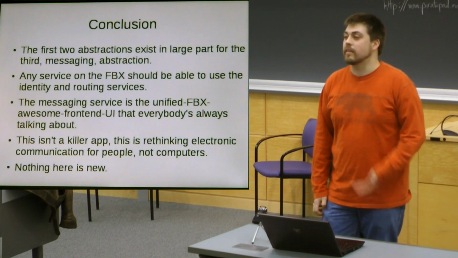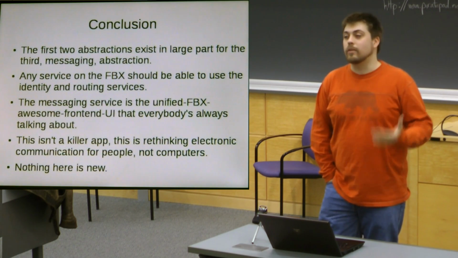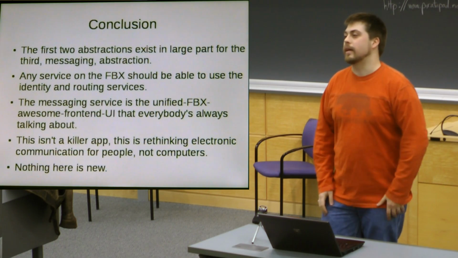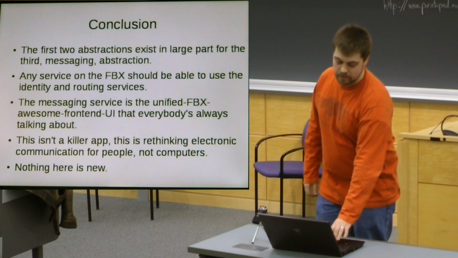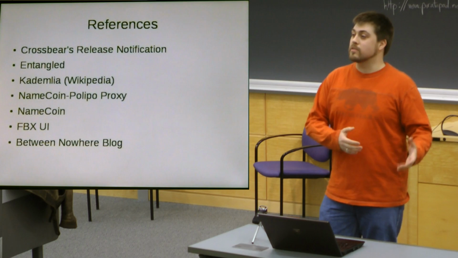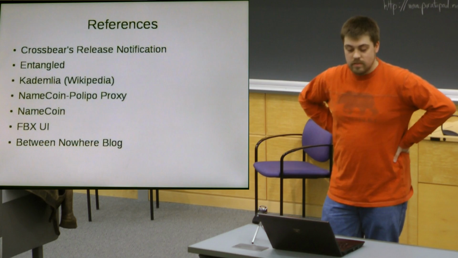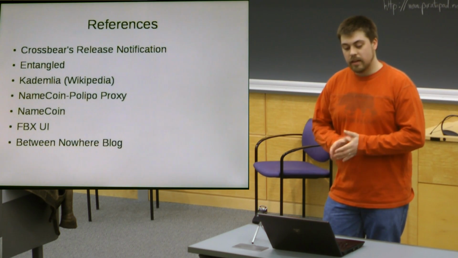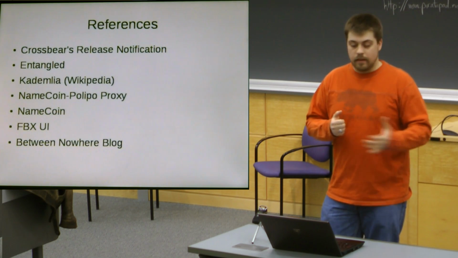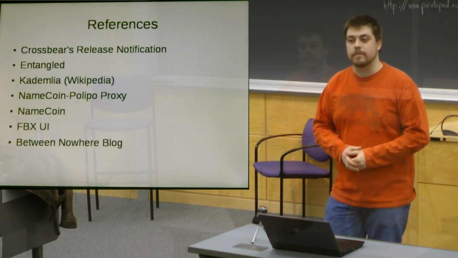It's trying to rework communication for people instead of computers. And finally, I don't think anything that I just brought up is actually new, but I don't think it's been done well before. I don't think it's been done in an open, extensible, usable manner before, and that's the important part. And on our final page, you'll see the references where I can cite things and prove I'm not just crazy. We have Crossbear's release notes, Entangled, which is a distributed hash table for Python, the Namecoin proxies, and my personal posts on the matter.